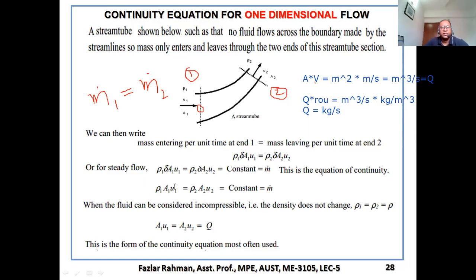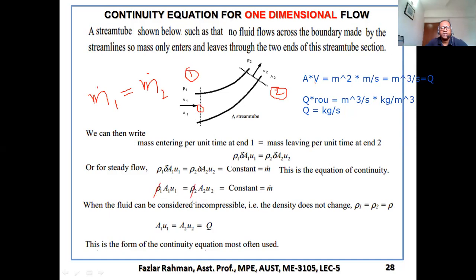So this is steady flow. That's why the mass entering this point is the same. But if it is not steady flow, that means the flow rate is changing with respect to time, right over here and right over here, then some mass will remain over here. But we are thinking of a steady flow. So in that steady flow, you are getting this. Now, if density is constant, in that case, rho 1 and rho 2 will be the same.